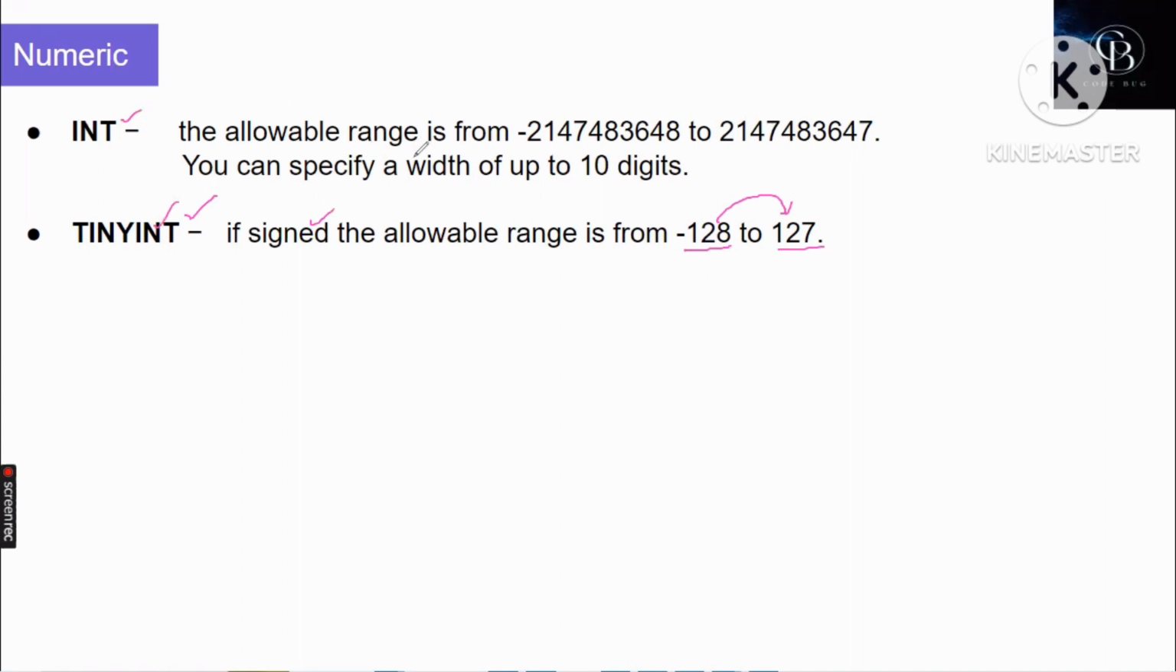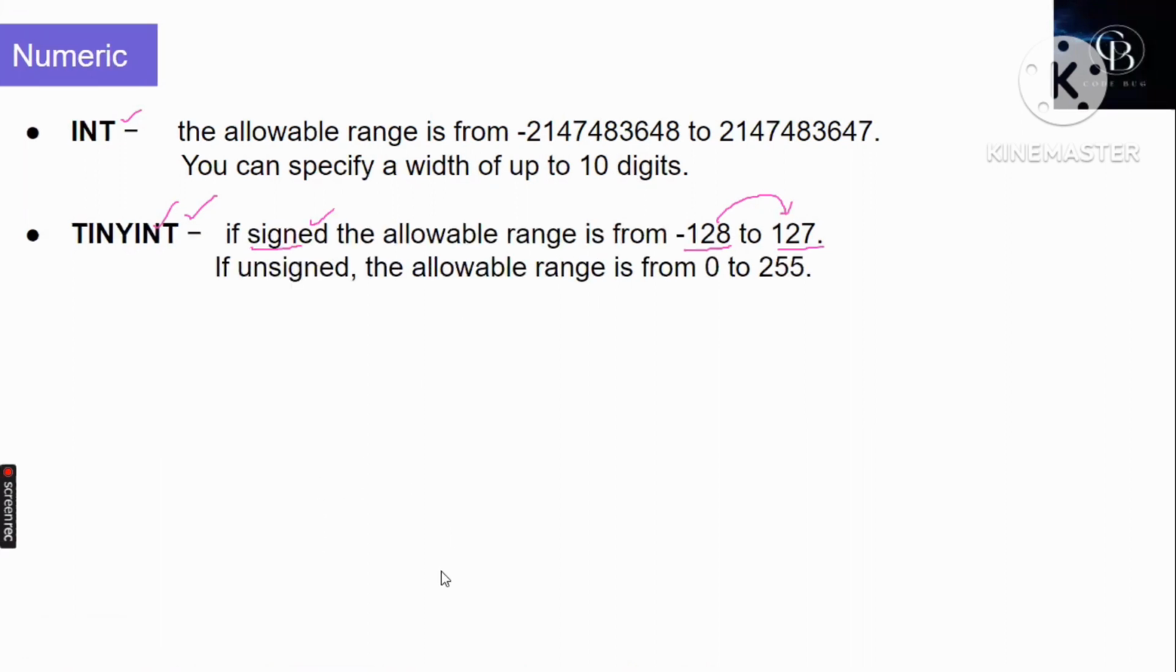Int means you can store so many numbers, but a tiny int means maximum -128 to 127. Only these numbers we can store. Signed means both positive and negative. Unsigned means only positive numbers, up to 255. 256 values only it will allow, between these numbers only.